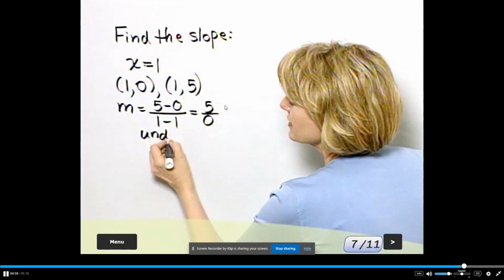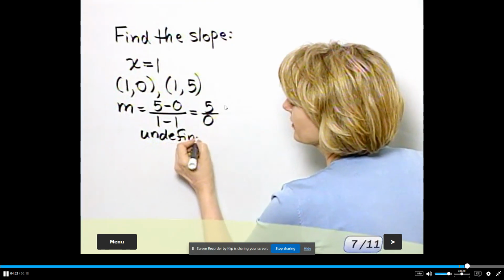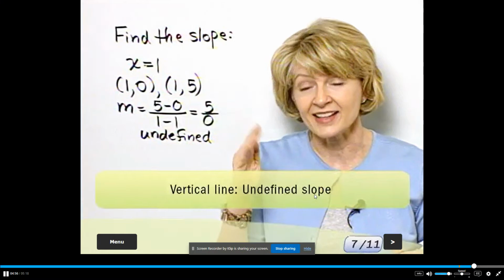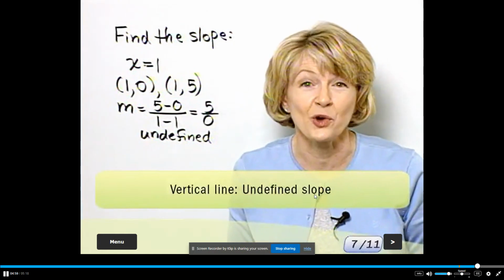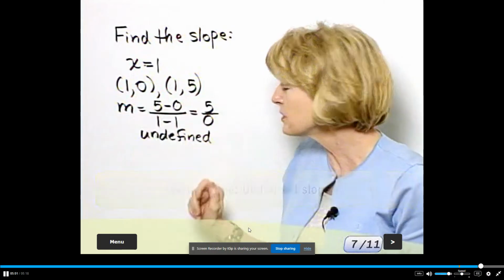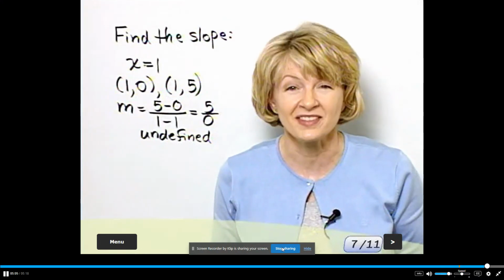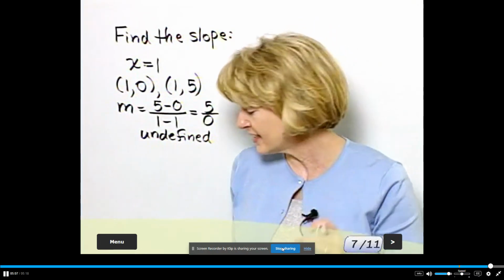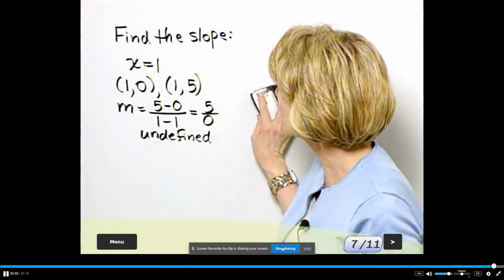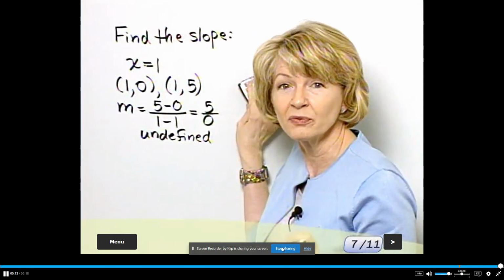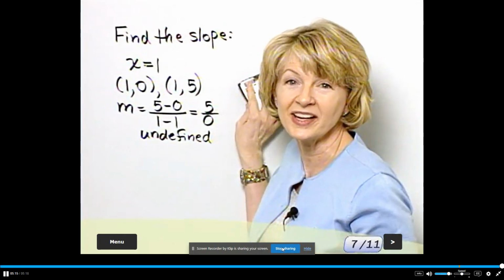This is undefined. It is true then, vertical lines have undefined slope in general. So now you don't need to calculate it anymore. If you have a vertical line, the slope is undefined. Let's now also look at a horizontal line. Now a horizontal line has a general form y is equal to a constant.